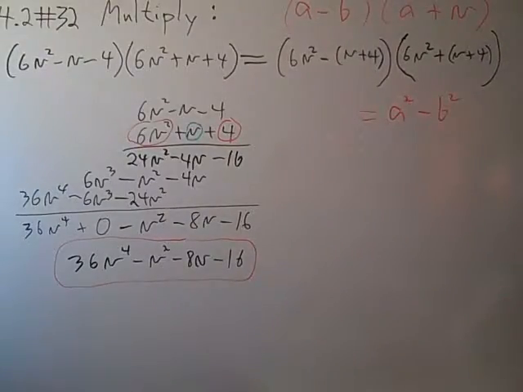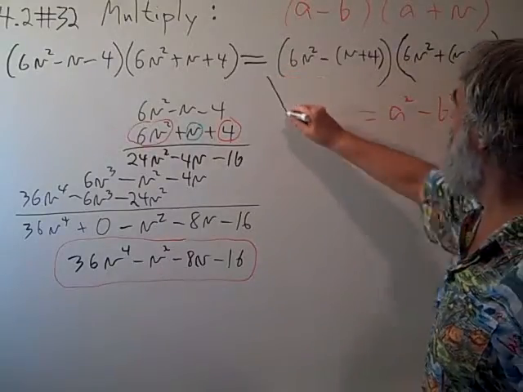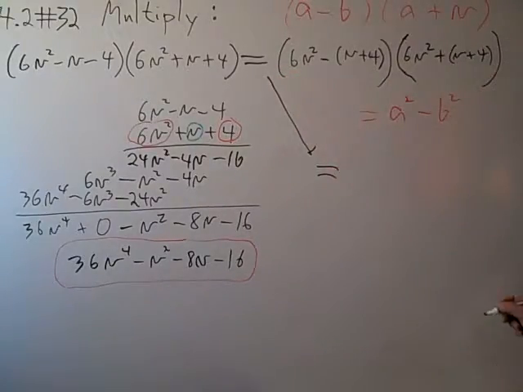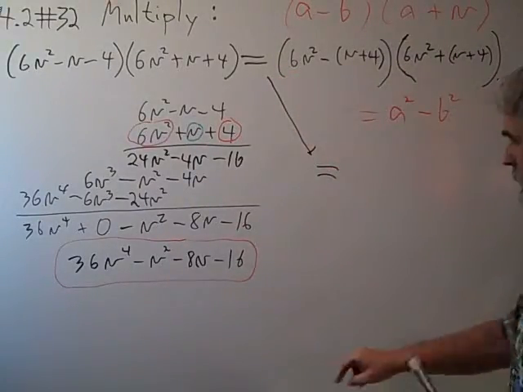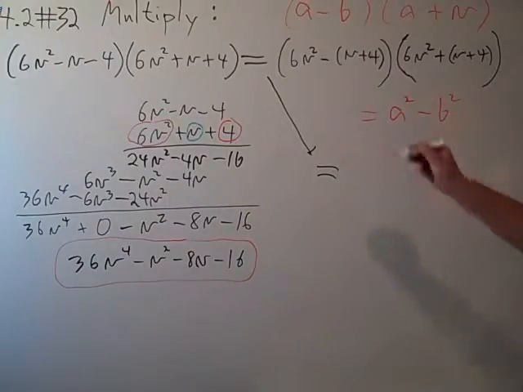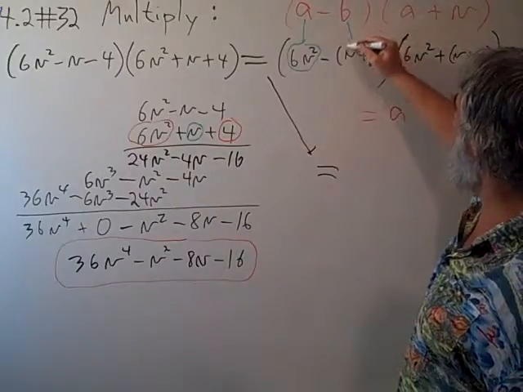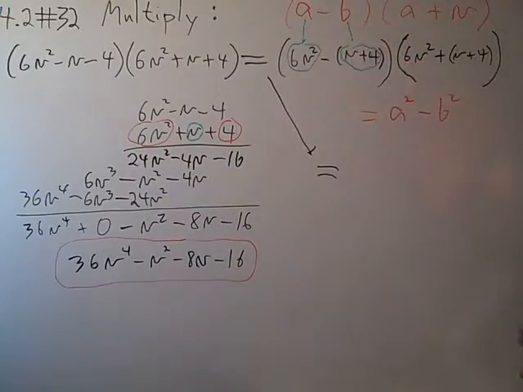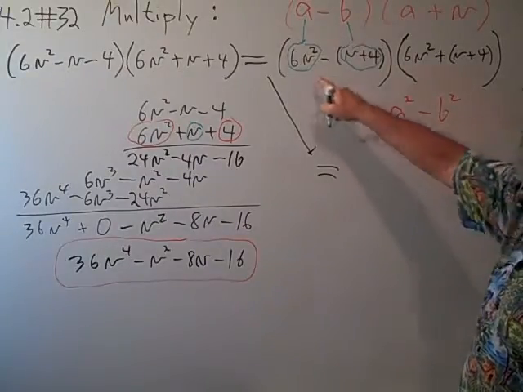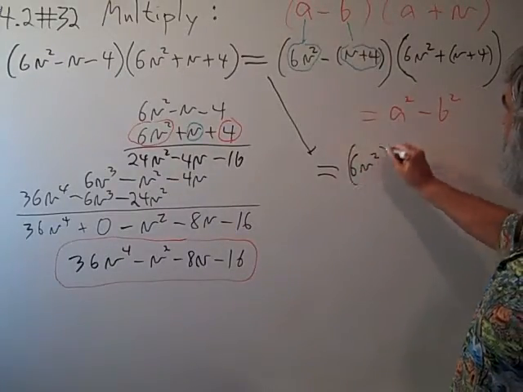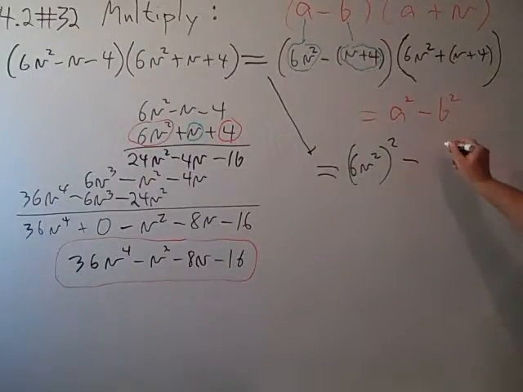And so we could apply that to our situation and rewrite this as, well, first you have to decide what is a and what is b. Well, a is the 6v squared, and b is this whole v plus 4. So now we can answer the problem more easily. So it's a squared, which is 6v squared, minus the b squared, which is v plus 4 squared.